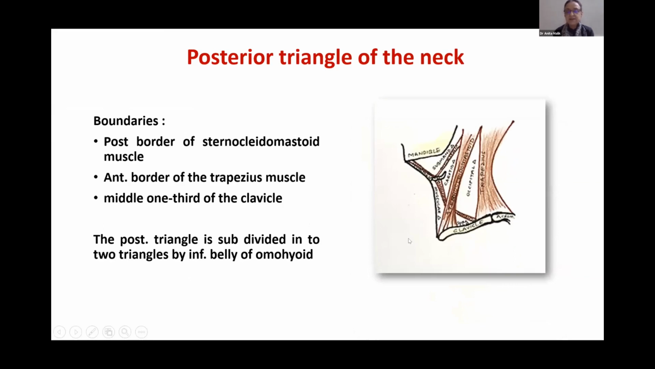The posterior triangle boundaries are the posterior border of the sternomastoid muscle, anterior border of the trapezius muscle, the middle 1/3 of the clavicle, and the posterior triangle is subdivided by this inferior belly of omohyoid into two triangles, the occipital triangle and the supraclavicular triangle.